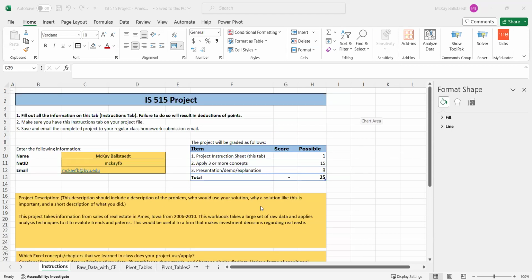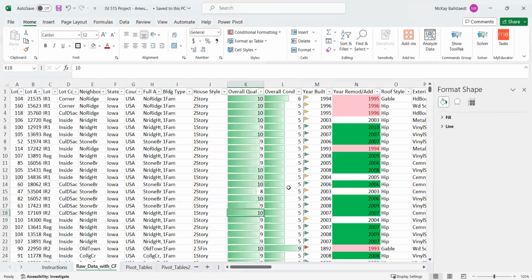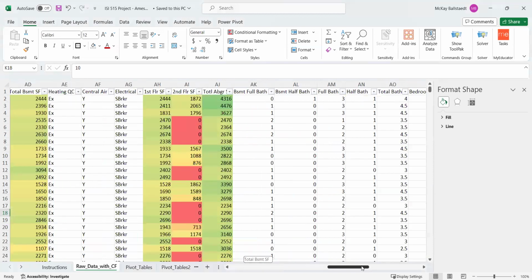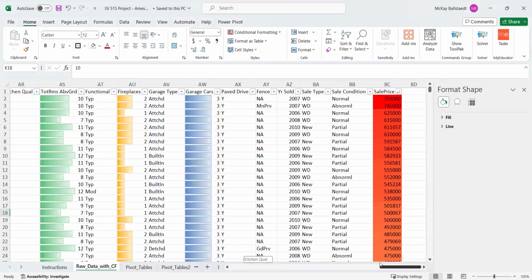Okay, so here is my project. This is going over some data from Ames, Iowa. These are sales of real estate properties in 2006 to 2010, primarily for the purposes of investing. So take a look at my raw data here. You can see there's a lot of different information about all these different sales that were made.